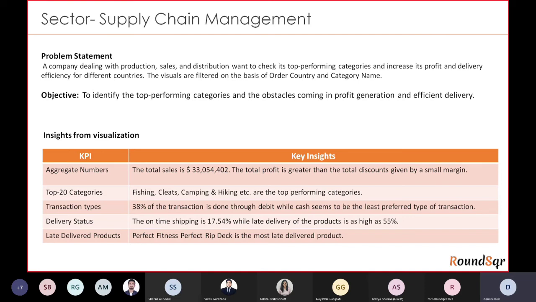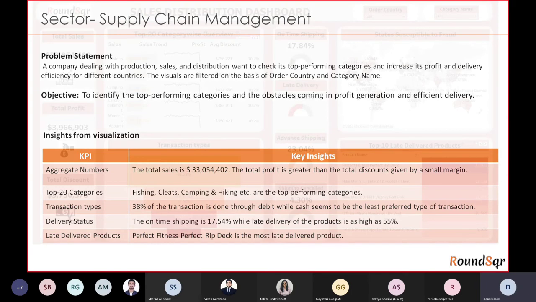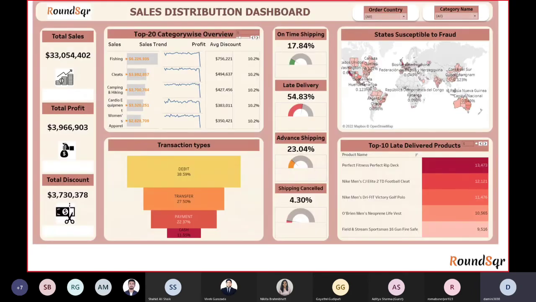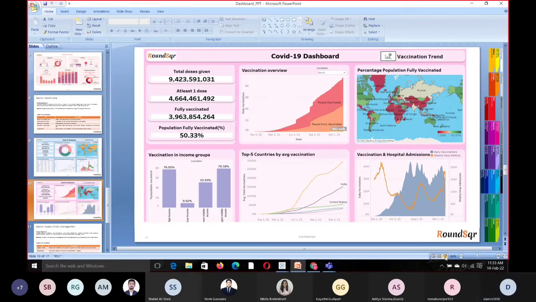And then the visuals are filtered on the basis of order country and category name. Various insights from the visualization are the aggregate numbers, the top 20 categories, transaction types, delivery status, and late delivered products. This is the screenshot. Now I would like to go to the dashboard for better interactivity.